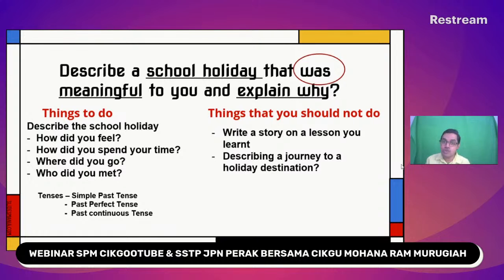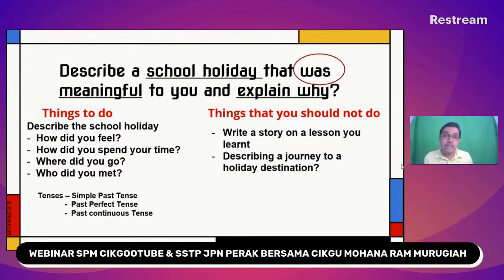Okay, now things to do when you describe this. When you write this essay, this is describing a holiday, and there's a possible thing that you can add in a little bit of narrative, but make sure it doesn't overshadow the idea of describing the school holiday, which was meaningful, and turn into a complete narrative. A lot of good students do this. Okay, they see school holiday, meaningful, and explain why.